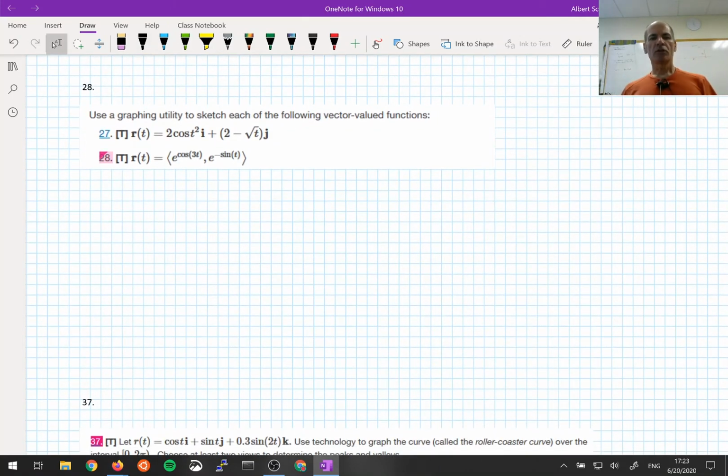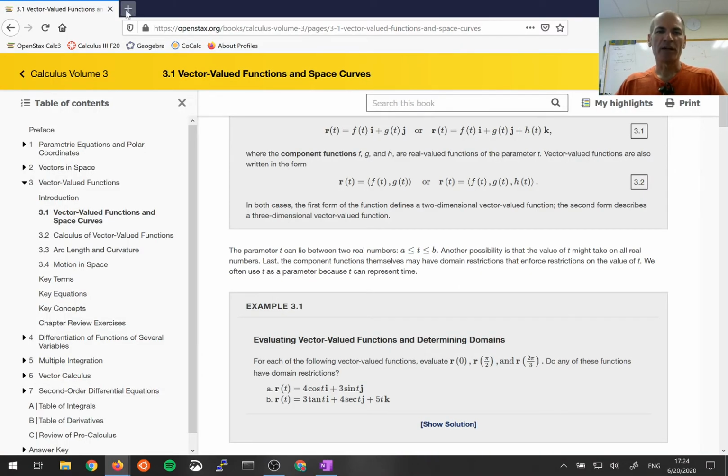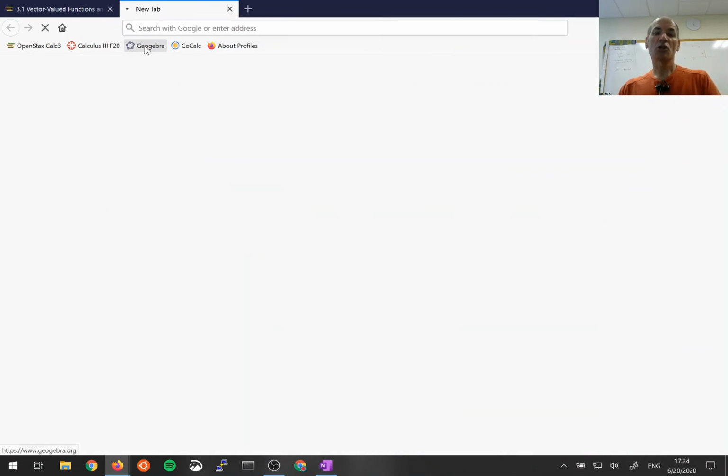In 28, we want to use a graphing utility to sketch each of these. I'm not entirely excited about my choice here. It's just some sort of random collection of variables. This is extremely difficult to visualize, and I'm going to jump over to GeoGebra, and we'll have a look at what this particular space curve looks like, and really just as a way of introducing you to this feature of GeoGebra.